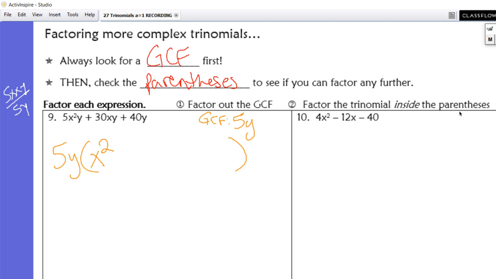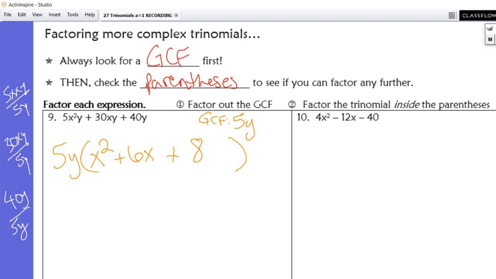The next part that I'm thinking is I'm thinking 30xy divided by 5y. So 30 divided by 5 is a positive 6. The x stays, and y divided by y is 1, so I don't have to write that down, because 1 times anything is what you started with. The third part that I'm thinking is I'm thinking 40y divided by 5y. So 40 divided by 5 is 8, and the y's would simplify to 1. Y divided by y is 1. So I'm going to be done with just the 8.